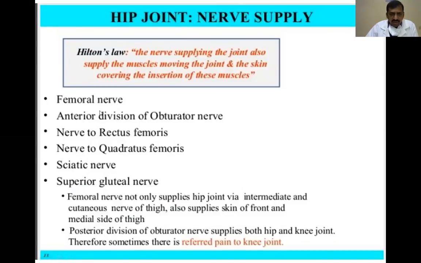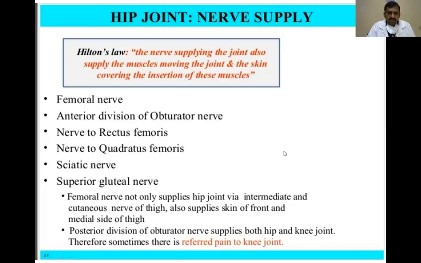Here, the femoral nerve, anterior division of the obturator nerve, nerve to rectus femoris, nerve to quadratus femoris, sciatic nerve, superior gluteal nerve. These are all the nerves supplying the hip joint. And the femoral nerve not only supplies the hip joint via intermediate and cutaneous nerves of the thigh, it also supplies the skin of the front and medial side of the thigh. That follows Hilton's law. And the posterior division of the obturator nerve supplies both the hip joint and knee joint. Therefore, sometimes there is referred pain in the knee joint.